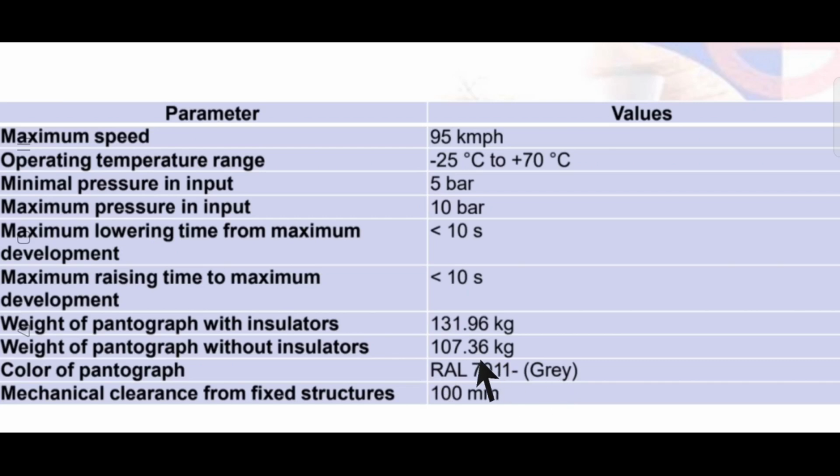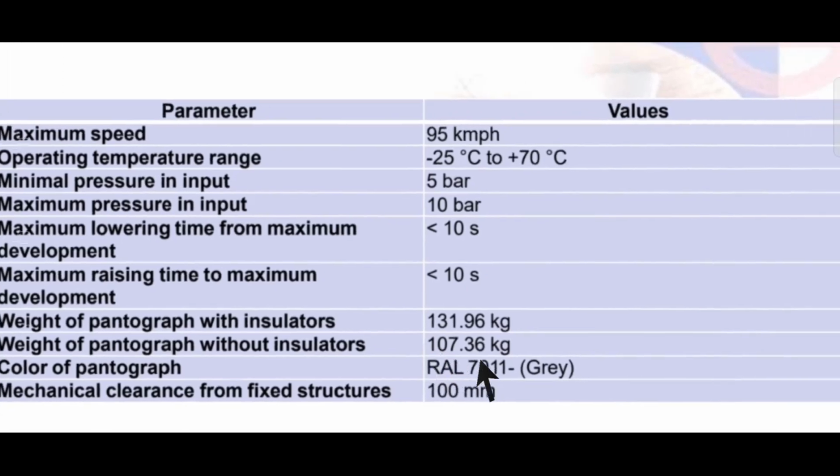In one of my videos I have shown each and every component of the high voltage system practically, in which we have seen the upper arm and the lower arm, and then the base frame assembly were painted in gray color. So that's what is written here, color of the pantograph is gray. Now the mechanical clearance from the fixed structures. How much is the mechanical clearance? It is 100 mm. So this technical data is also important.